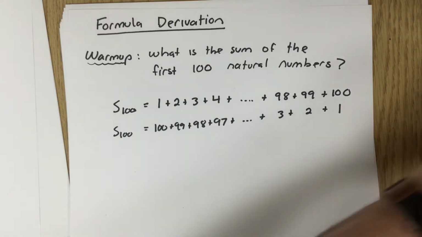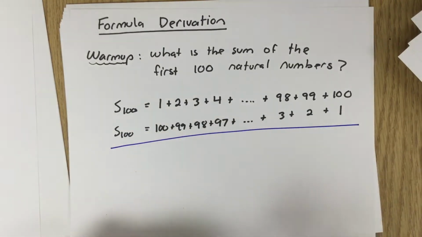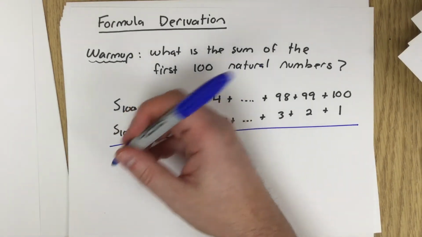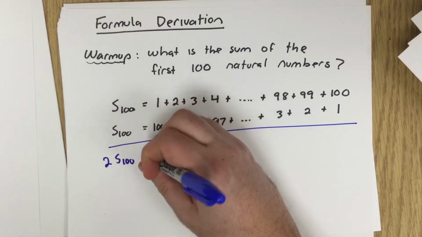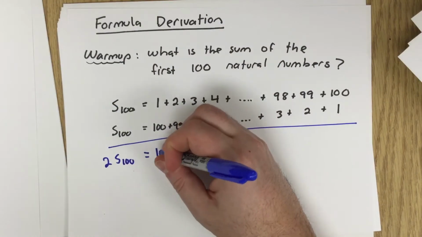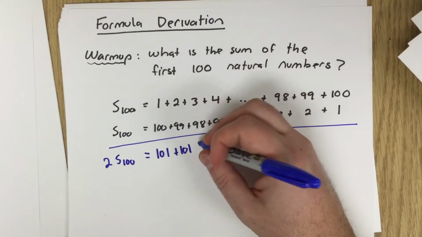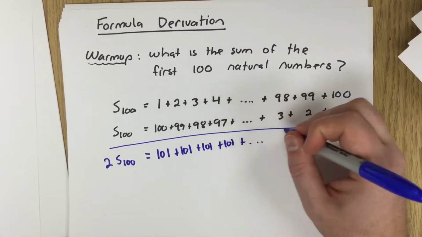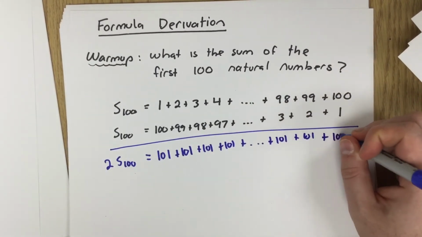Because we can add these up. So what we get is two S100s. So 2 times the sum of the first 100 terms is equal to 1 plus 100, which is 101, and 2 plus 99 is 101, and 3 plus 98 is 101, and 101, and 101, and 101.